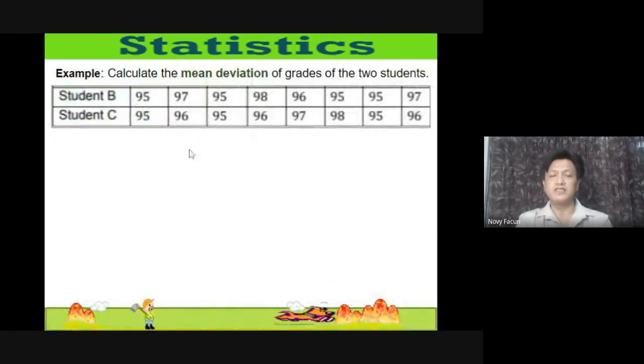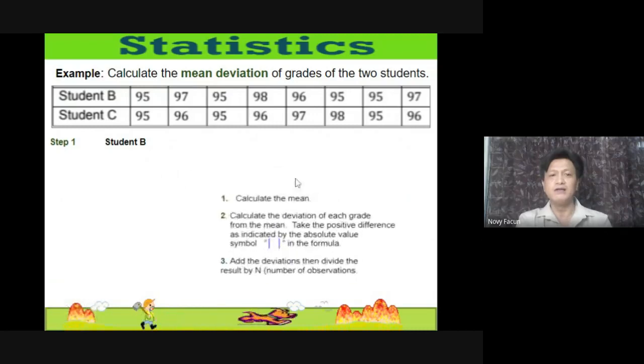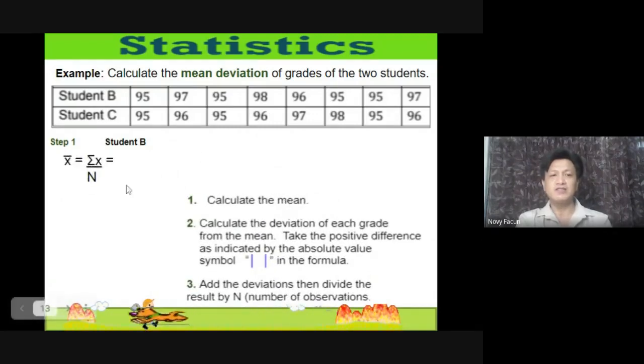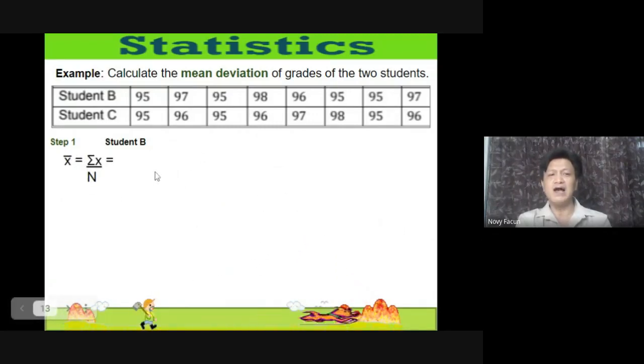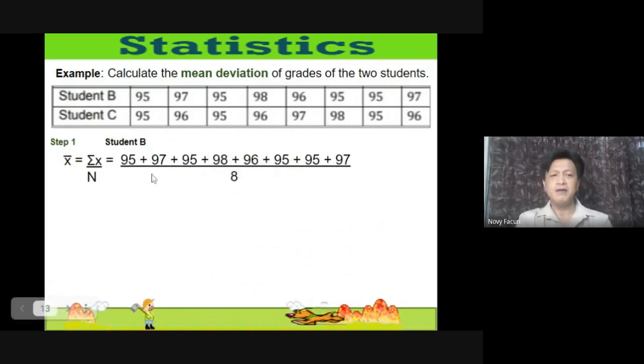So let's proceed. So meaning to say, compute lang muna natin yung mean ni student B. Di ba? Yun yung step 1 natin. So that is to calculate the mean. So meaning to say, add lang natin yung lahat ng grades ni student B. Meaning to say that is 95 plus 97 plus 95 plus 98 plus 96 plus 95 plus 95 plus 97 divided by 8. Kasi 8 po yung number of observations or number ng grades natin dyan. Or subjects. Kapag in-add natin yan, divide by 8, that is 96. Yun ngayon yung mean ni student B.